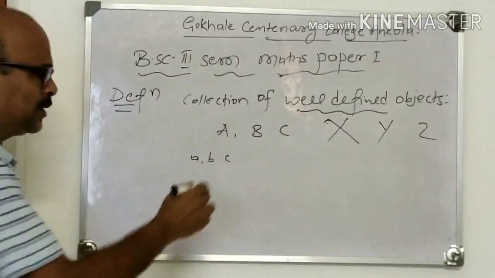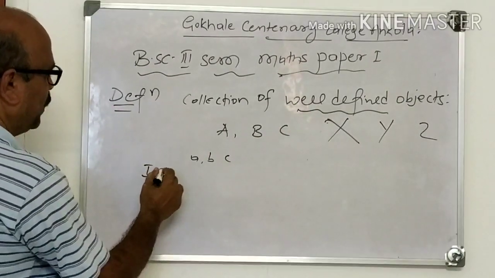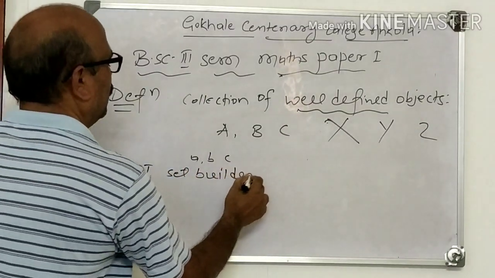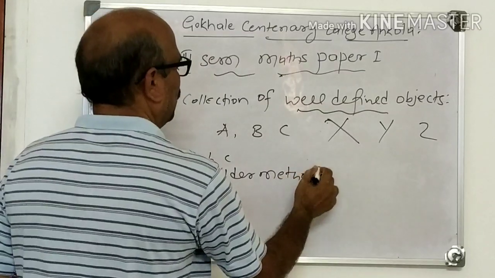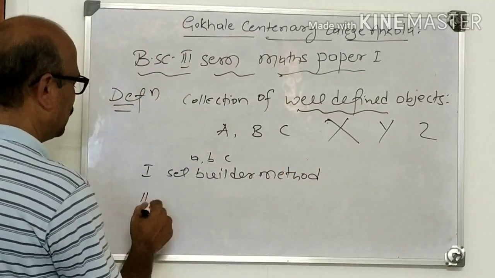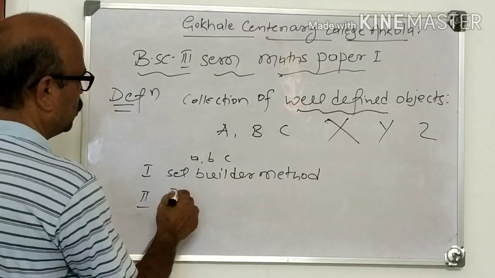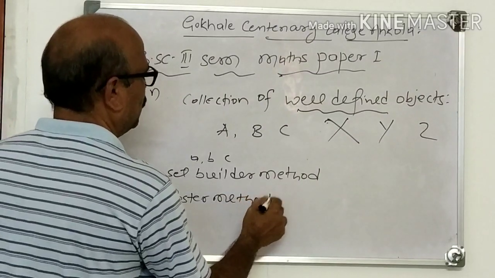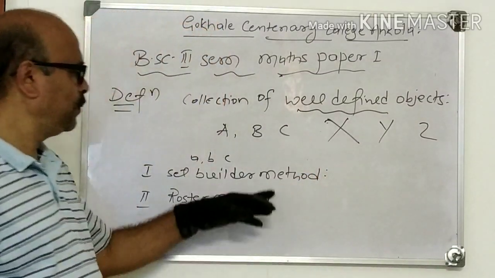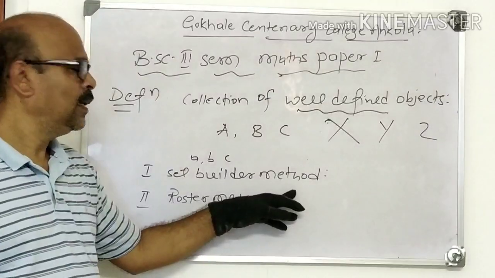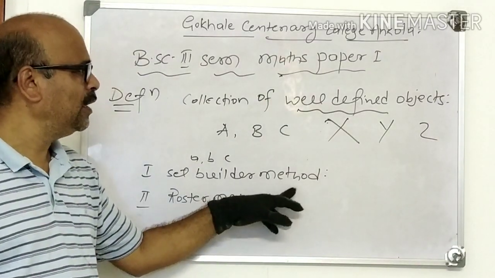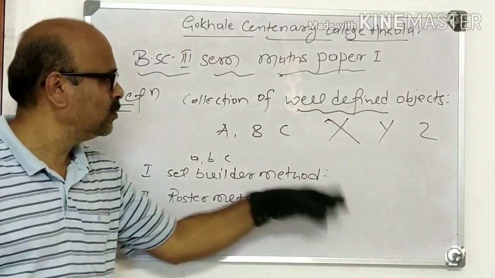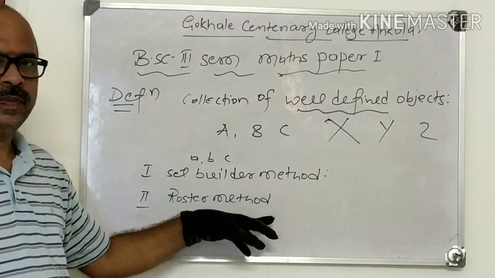There are two methods to represent a set. The first one is called the set builder method. The second one is called the roster method. In the set builder method, we write the set by stating the property from which elements of the set are obtained. In the roster method, we enclose elements of the set in between two brackets.